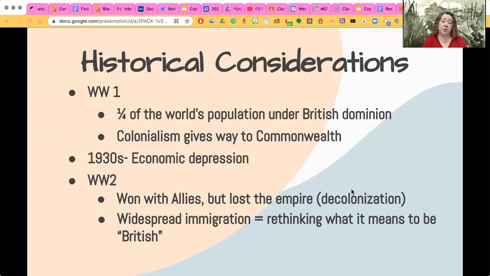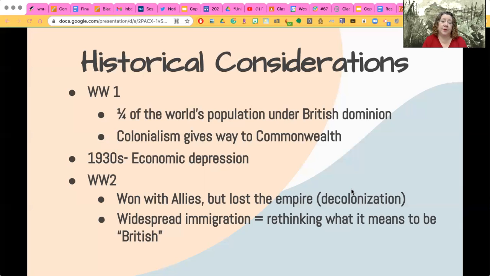Colonialism is starting to shift away, and the British government is shifting away from colonialism in the sense that they're going to colonize places and turn them into British subjects like India and places in Africa, and giving way to more of a commonwealth where they help the area, but the areas make their own governments instead of British people coming in and ruling over them.